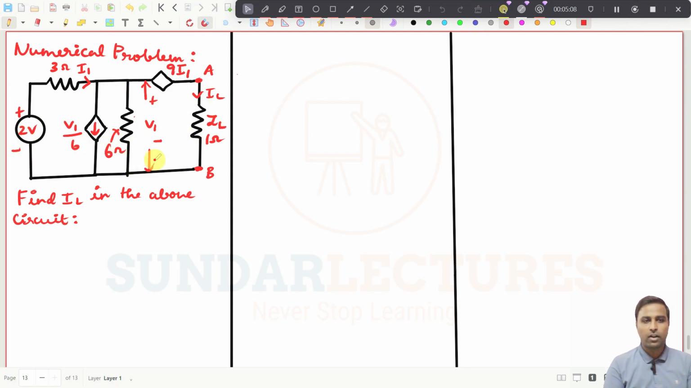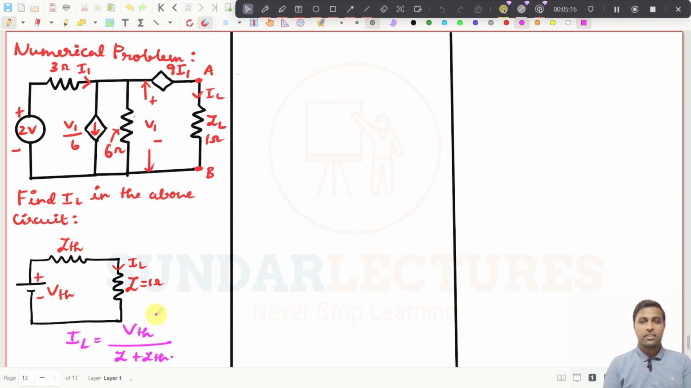If you are going to solve the problem by Thevenin's theorem, what you need to do is draw the equivalent network. This is the equivalent circuit now. This is VTH connected across ZTH and ZL. ZL is given, here it is 1 ohm, and we need to find VTH as well as the ZTH value. We try to find VTH now.